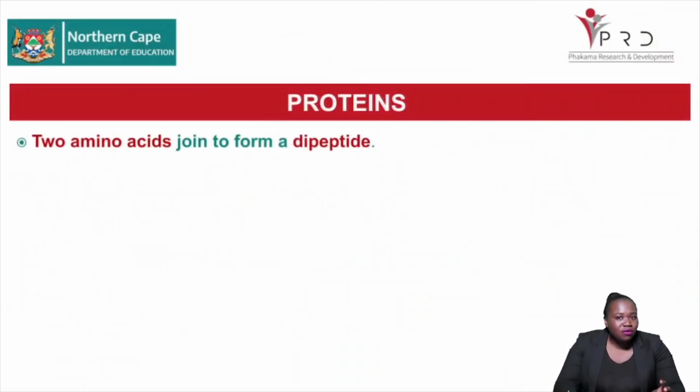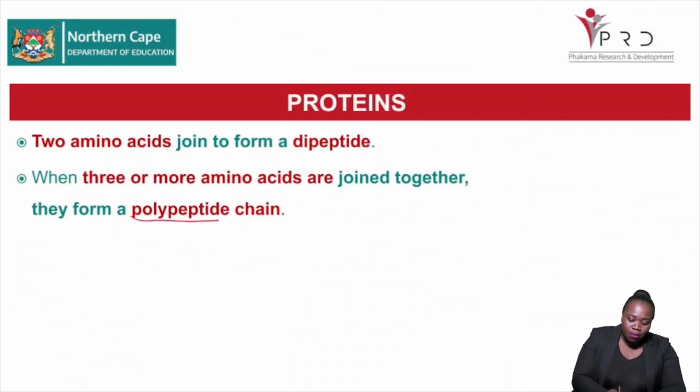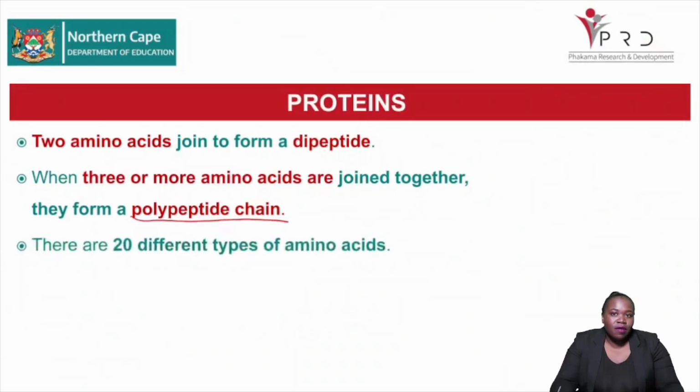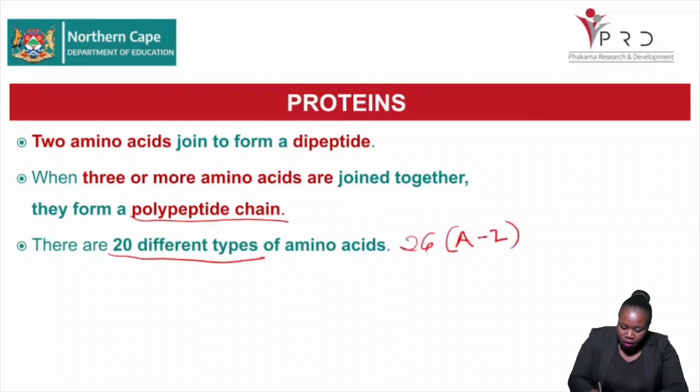Okay, so when we have two amino acids, they form a dipeptide, and then if we have 3 or more amino acids, they form a polypeptide chain. Now that polypeptide chain will become so long that we will then refer to it as a protein. Okay, how many amino acids do we have? We have 20 different amino acids, right?